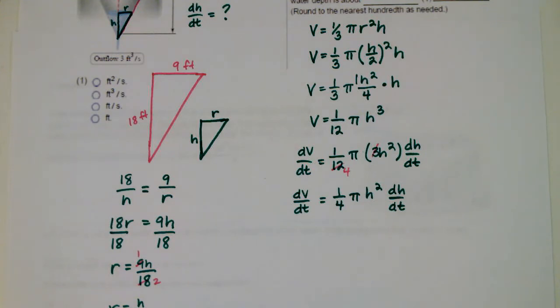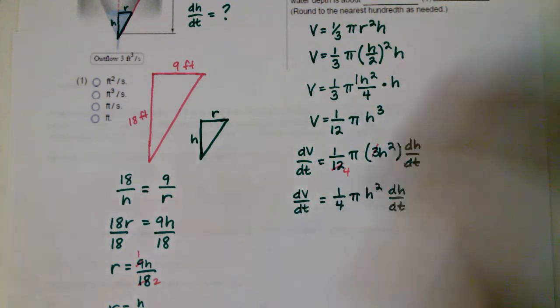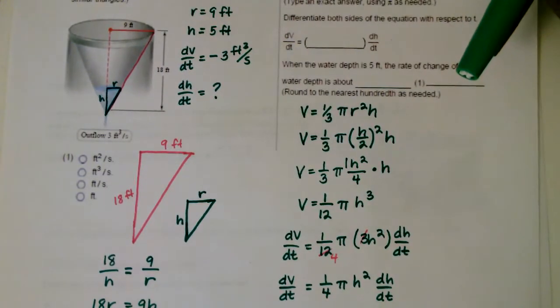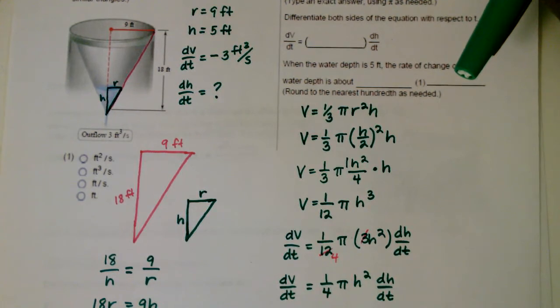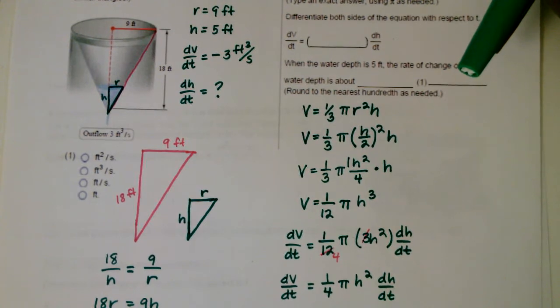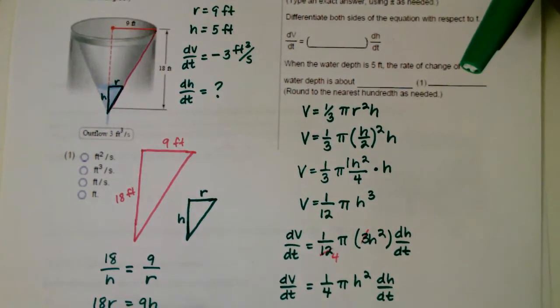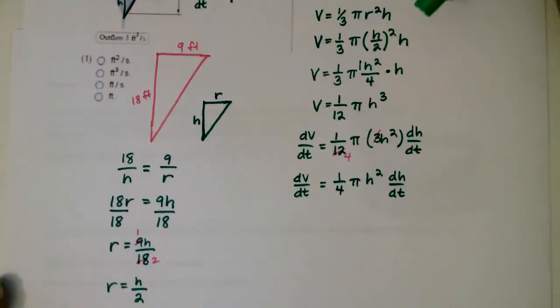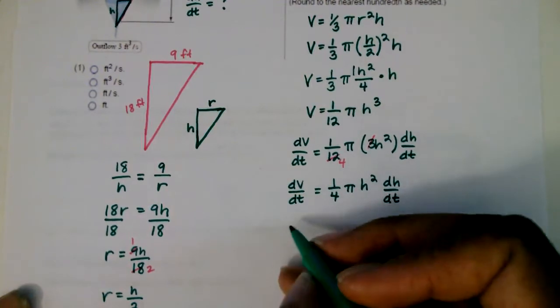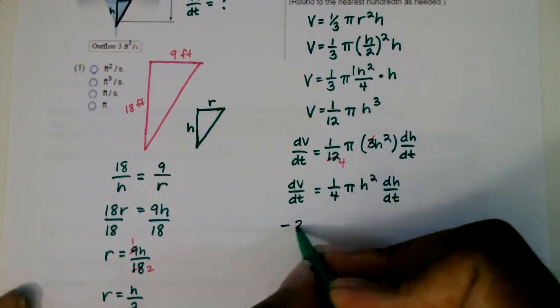Okay, so now let's do some substitution here. We already figured out that we don't need r, that's the 9 feet, we're not going to need that. We do need h, which is 5 feet. We do need to substitute dV/dt, which is -3 cubic feet per second. We're just finding out what dh/dt is going to be. So dV/dt was -3 cubic feet per second, and I'll just say -3.